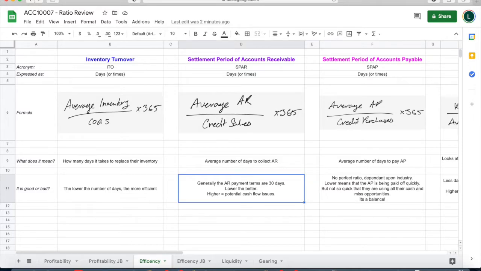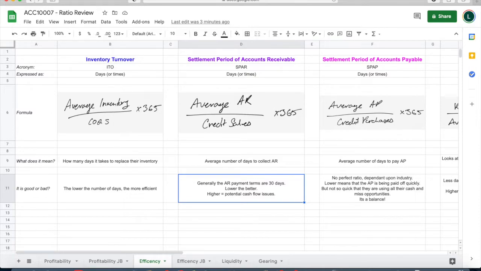Then our accounts receivable one. Generally, I think a rule of thumb is payment terms of 30 days. So people generally want things paid back in 30 days. Sometimes you'll see 60, sometimes you'll see 90. Again, in an exam you're not going to have time to research, so I don't see any issue in using that rule of thumb as a good measuring tool. So again, the lower the better.